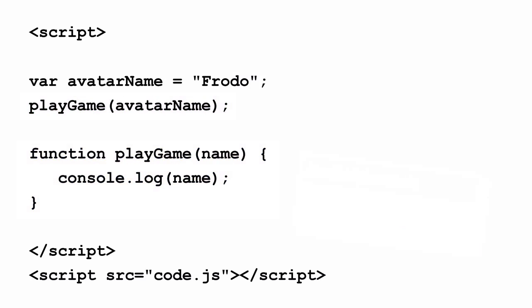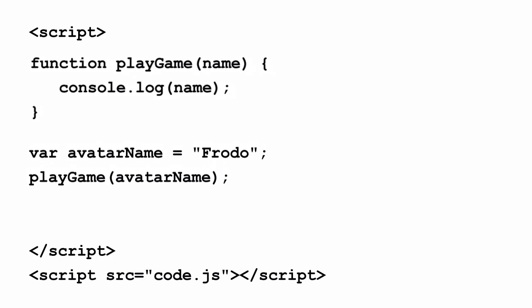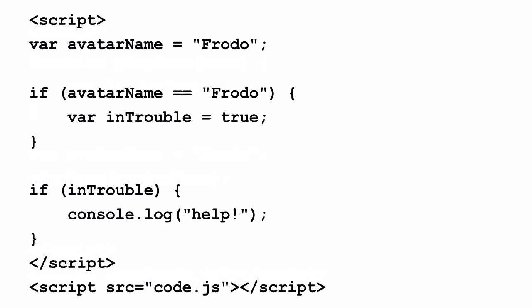The reason this works is because all function declarations are parsed before the rest of the code. It's as if we take the entire function declaration and move it above the rest of the code. So both the function name as well as the function definition are defined before the rest of the code is evaluated.